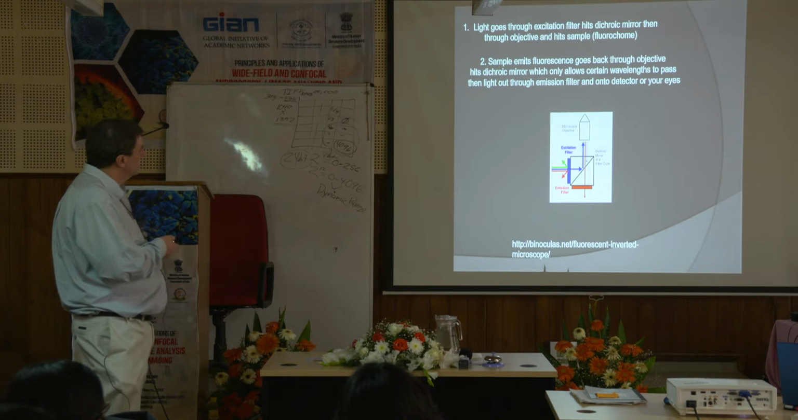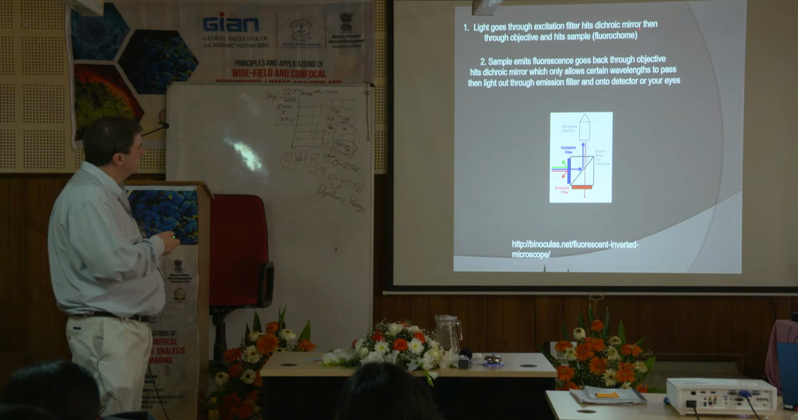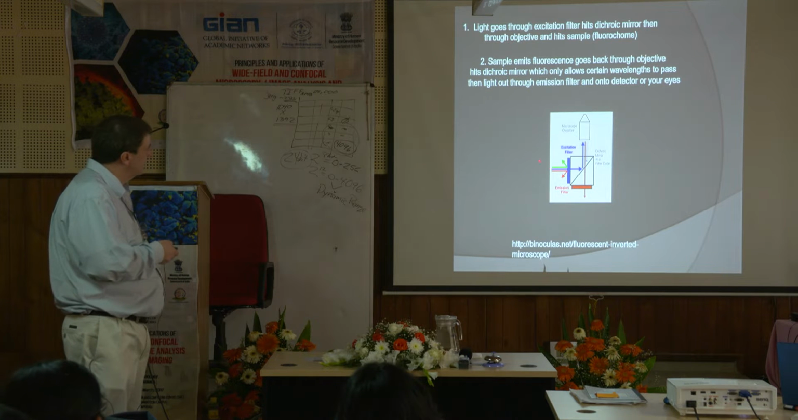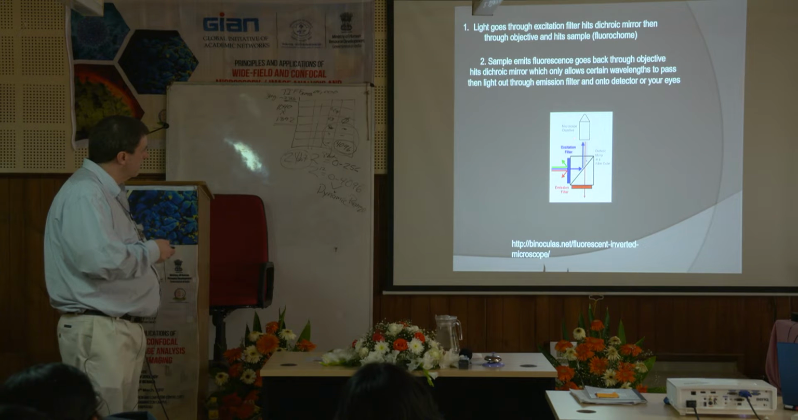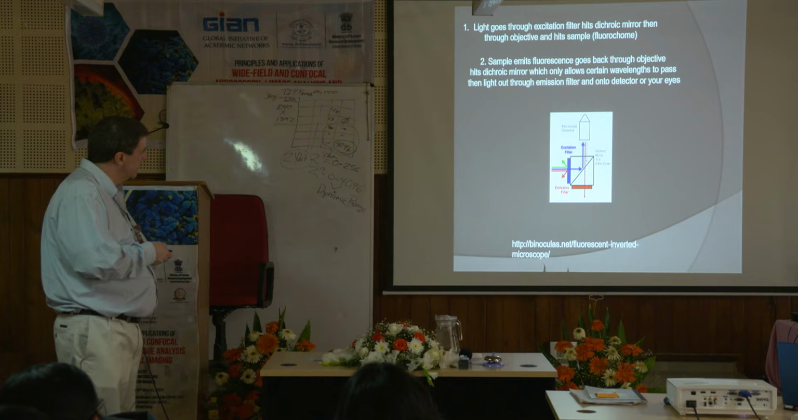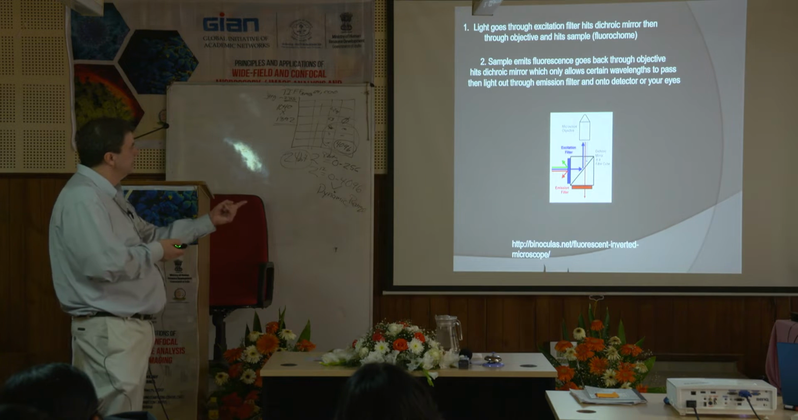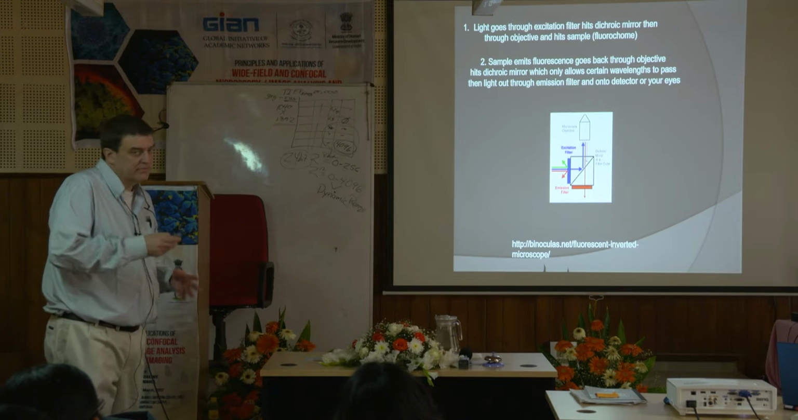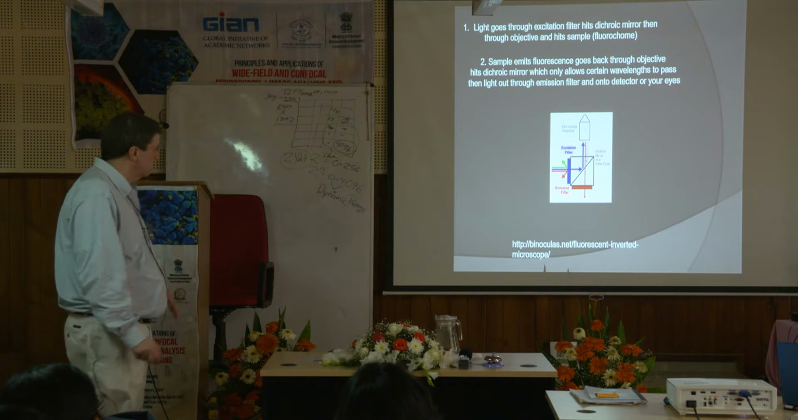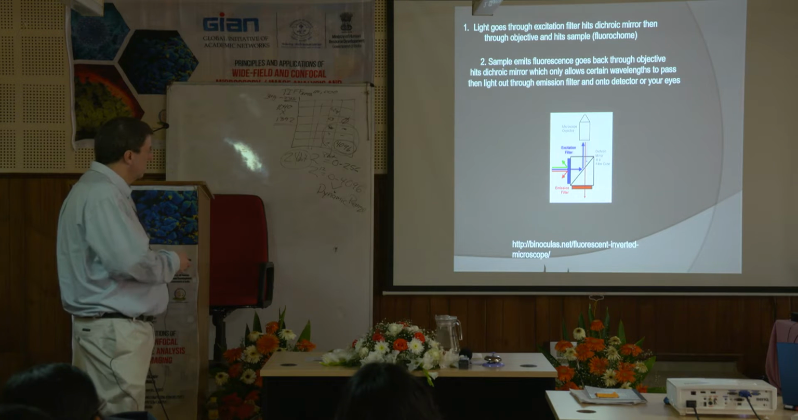Same idea here, just another way to show it. So light goes through the excitation filter, hits the dichroic mirror, goes out the objective, it'll come back through, it'll pass through the dichroic mirror again, and this would be out to your eyes or whatever. Okay, so emission filter, excitation filter. Everything's excitation, emission in fluorescence.